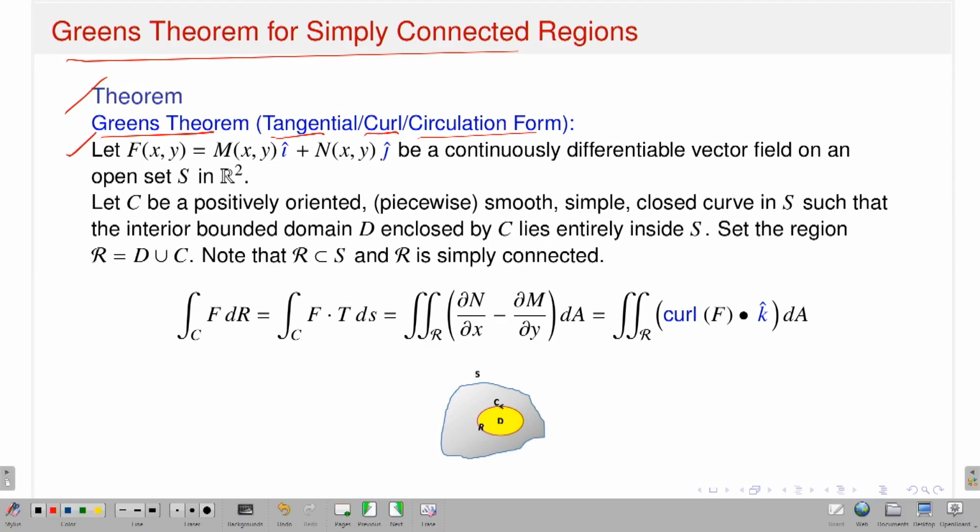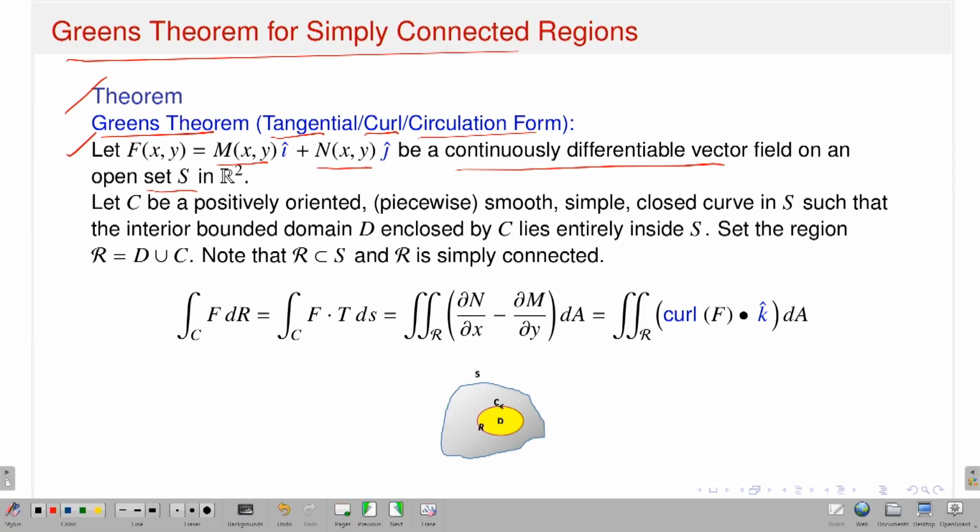It says that, let capital F, which is capital M(x,y) i cap plus capital N(x,y) j cap, be a continuously differentiable vector field on an open set S in R2. So, continuously differentiable vector field means what? That means the components are M, N. This is continuously differentiable means what? This is differentiable. That means the partial derivatives of M and N both exist and are continuous. Continuously differentiable means the derivative exists and, at the same time, the derivative is also continuous.